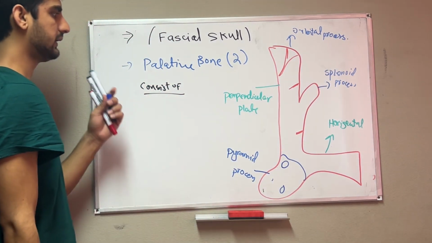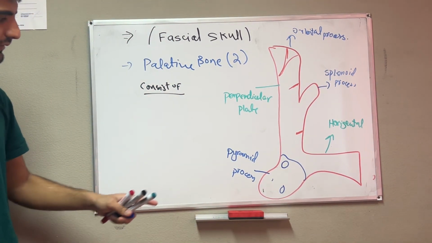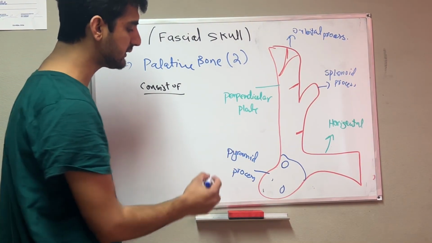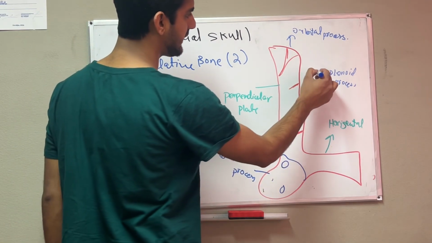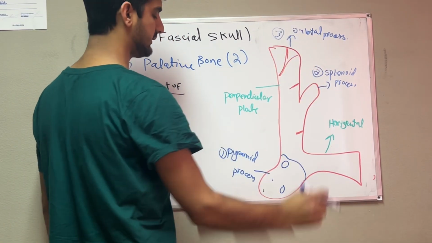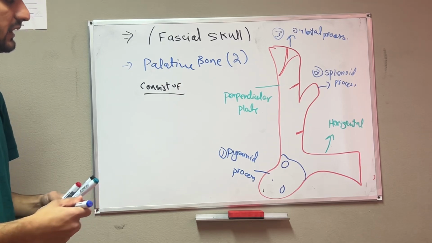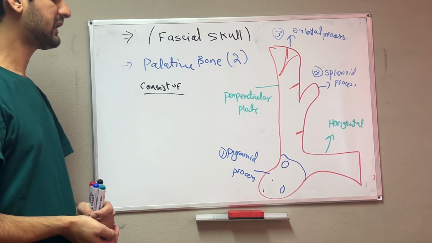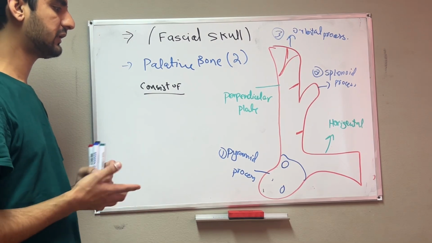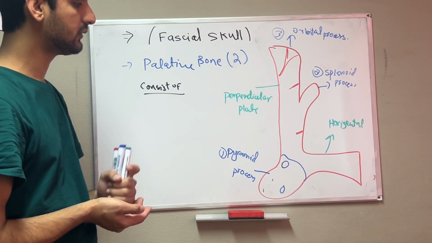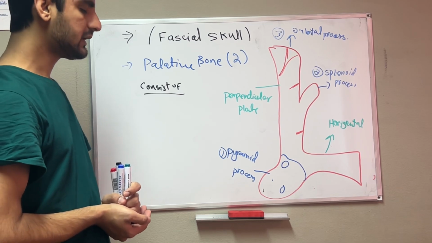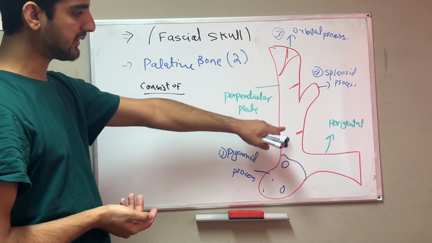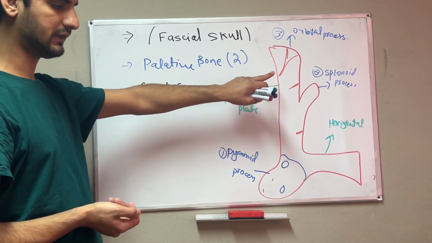This means the palatine bone consists of a horizontal plate and a perpendicular or vertical plate. Then we have three processes: pyramid process, sphenoid process and orbital process. These are the three processes which are in the palatine bone. Two palatine bones in our facial skull take part in our orbital cavity and oral cavity. And this perpendicular plate is also the lateral wall of the nasal cavity.